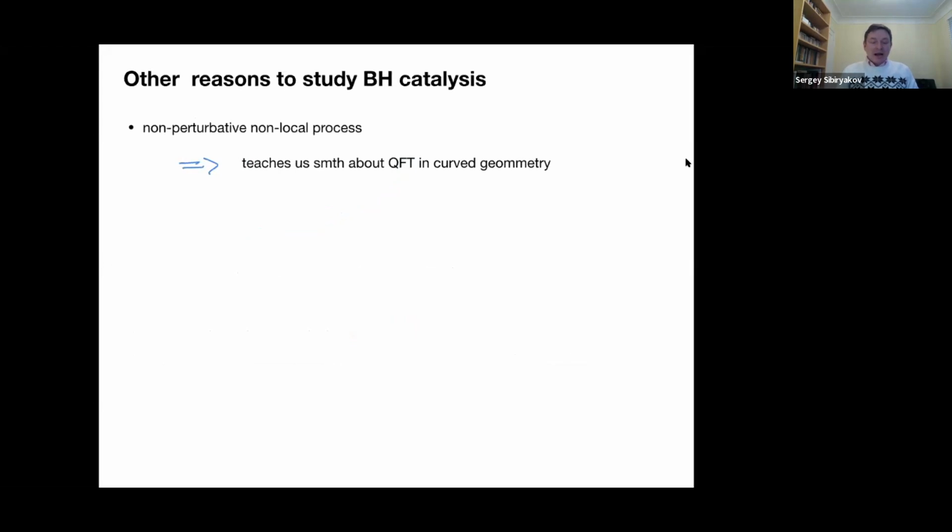Before I go there, besides this phenomenological motivation, there is also another motivation, maybe more speculative and vaguer, but I think it's still there. At least I believe it's interesting to study this process for a few more reasons. One is that this is a non-perturbative and non-local process, as any tunneling phenomenon, and it will teach us something about QFT and curved geometry, which is nice. We don't know what it will teach us, but it will teach something.